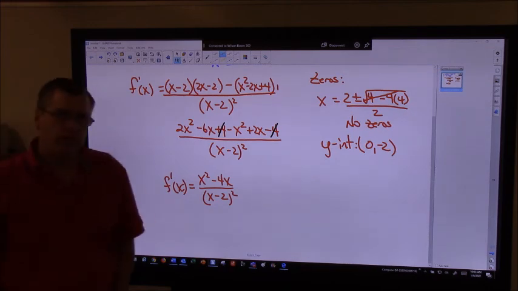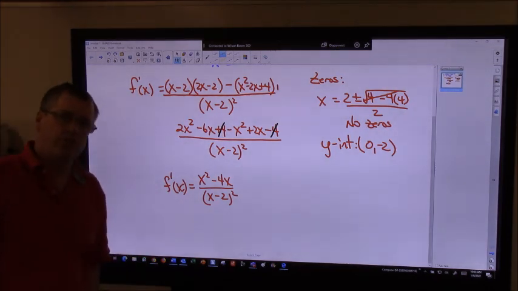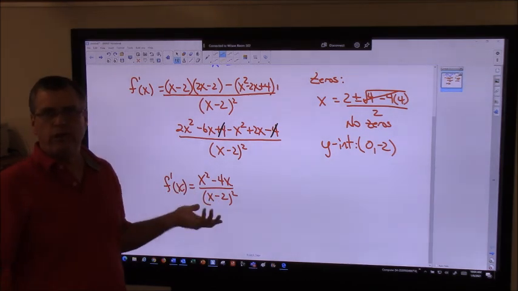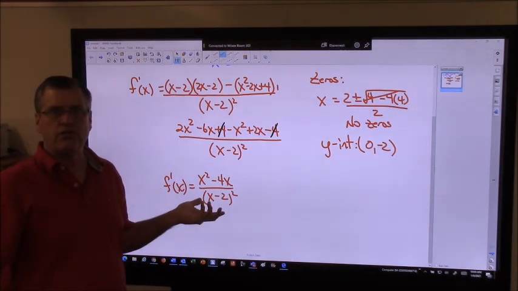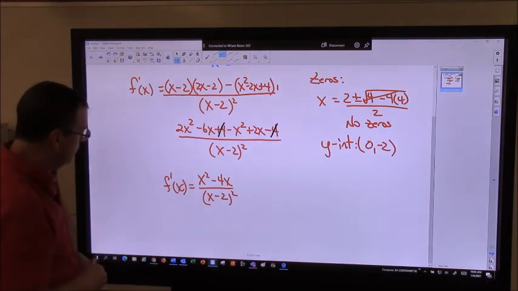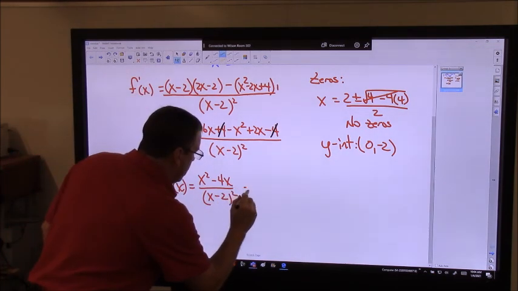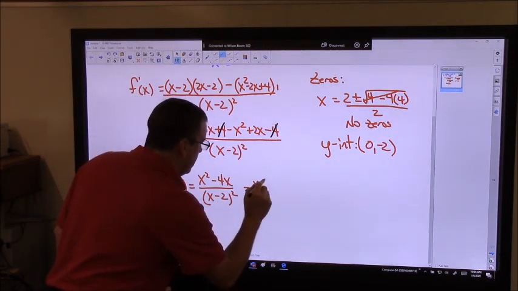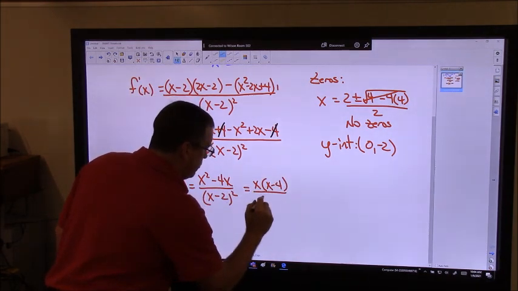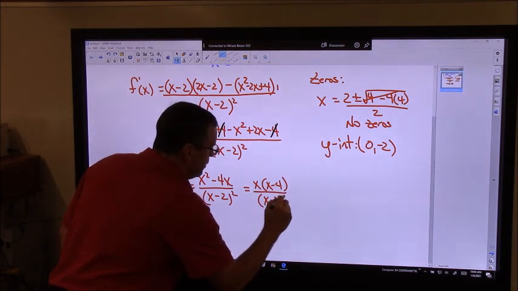And so now what we need to do is we need to find the critical numbers. Okay? Where does this equal 0 or where is it undefined? Those are the critical numbers. That's how I know how to split up my intervals for that table. So if I factor the numerator, I've got x times x minus 4 over x minus 2 squared.